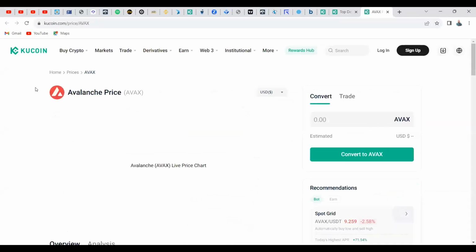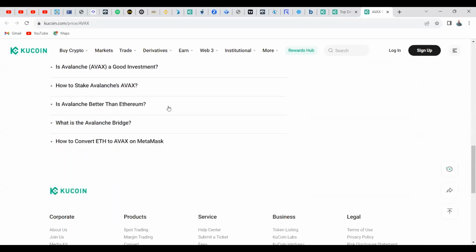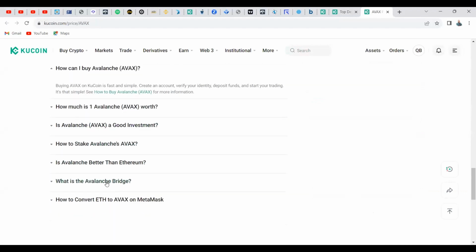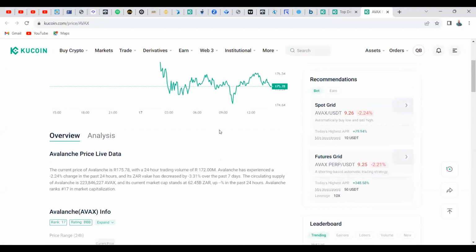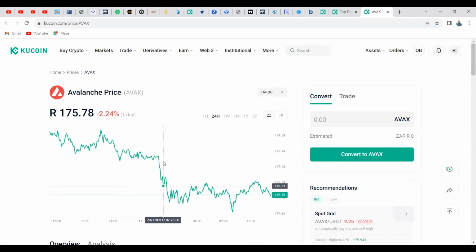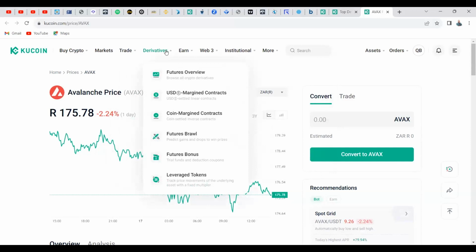Okay, so you can basically see that these are all the DeFi projects that they've essentially mentioned. And if I go to details of this AVAX that I've basically tapped into, they give me a bit of detail in terms of how you can buy Avalanche, which is AVAX, how much is one Avalanche, is AVAX a good investment, how to stake AVAX, and these are just some of the nicer details that you can essentially tap into when you do want to look for a specific cryptocurrency that you would want to trade.